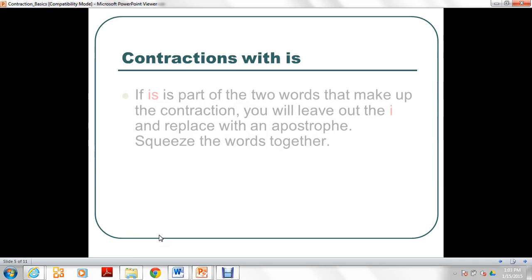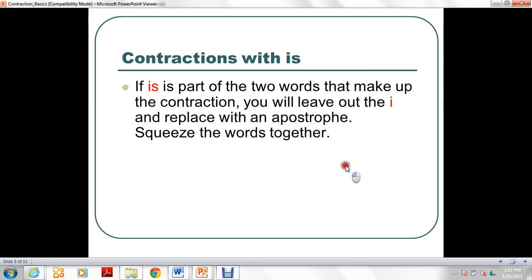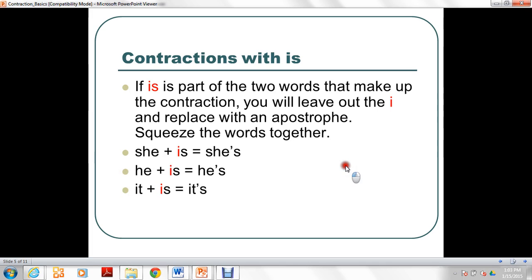Contractions with is. If is is part of the two words that make up the contraction, you will leave out the I and replace it with an apostrophe. Squeeze the words together. She and is become she's. Remember the song we sang in class. He plus is becomes he's. It plus is becomes it's. And that plus is becomes that's.